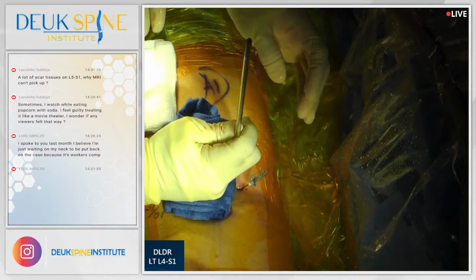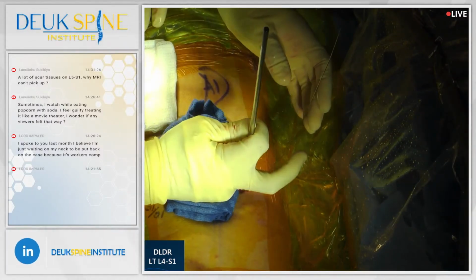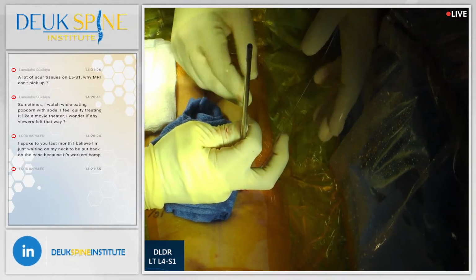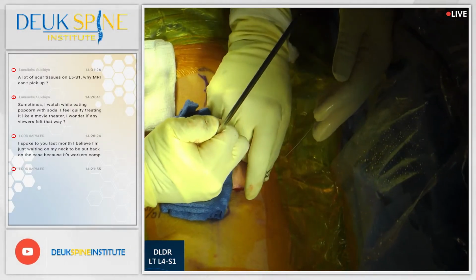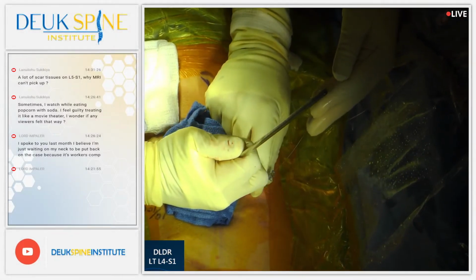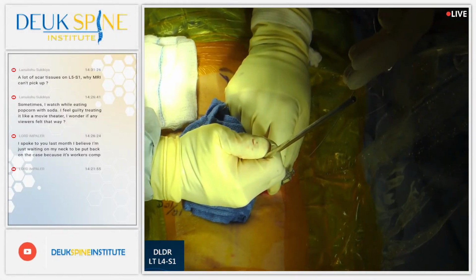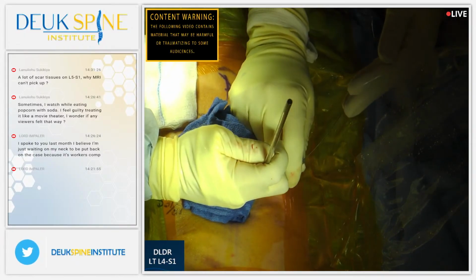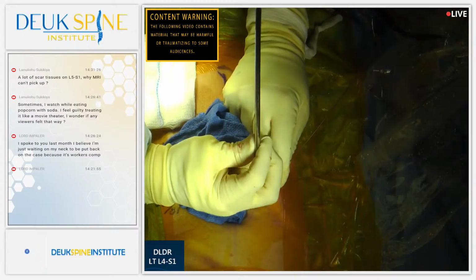All right, we're going to go on to the next disc, which is L4-5. I'm very happy with the results at 5-1. Can you move the fluoro towards us a little bit? Shot. Yep. I think that'll give me a little bit more working room.